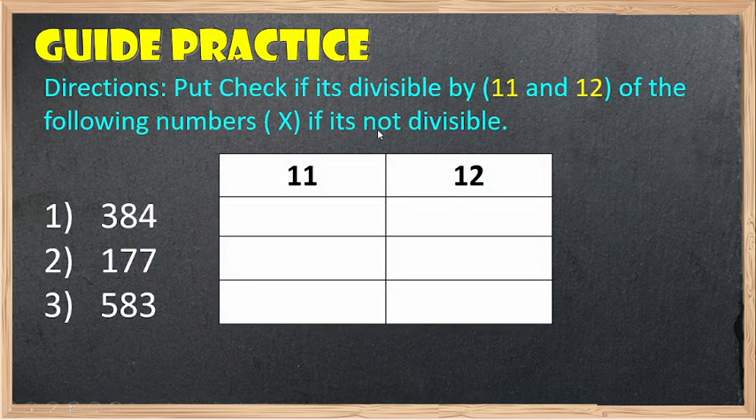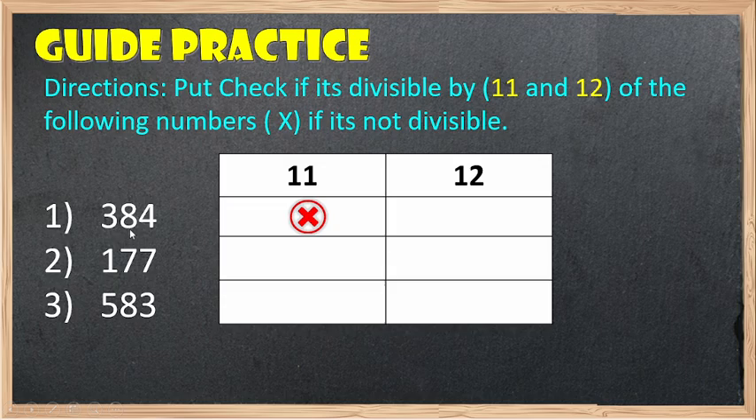Now, let's have some guided practice. Put a check if it's divisible by 11 and 12 for the following numbers, and an X if it's not divisible. Number 1, 384. Let's try. Is it divisible by 11? Let's add the digits by position. 3 plus 4, the answer is 7. 7 minus 8, the answer is 1. Therefore, it is not divisible by 11. Is it divisible by 12?